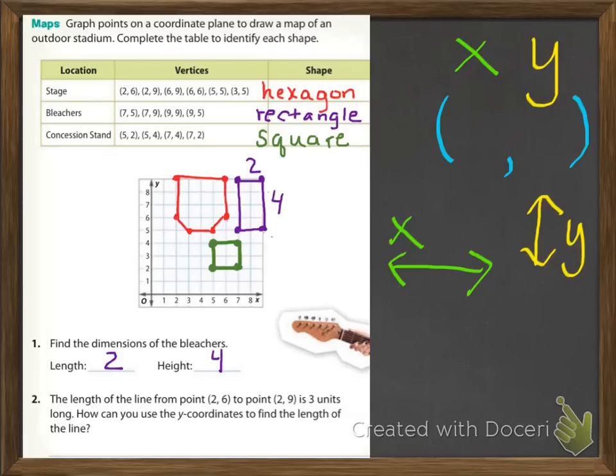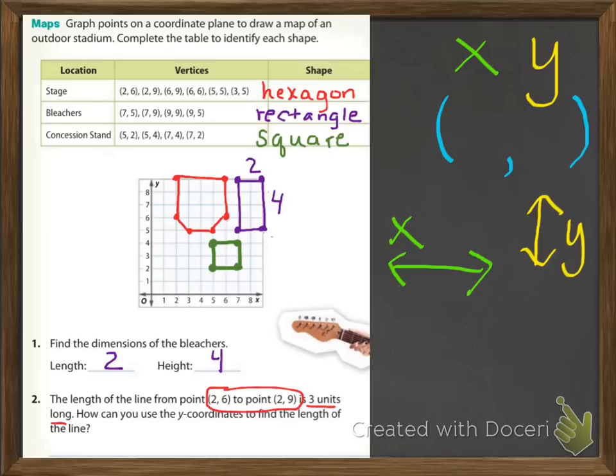Now this book switches it around a lot with the length and the height. So if you get the 4 and the 2 interchanged here, that's okay. That is definitely okay. So now it says the length of the line from point 26 to point 29 is 3 units long. So now we're reading this problem. We've got 3 units long here, and then we've got a set of points.